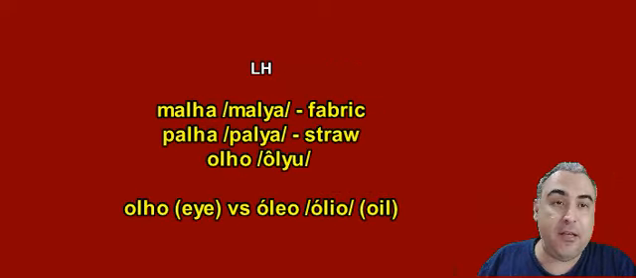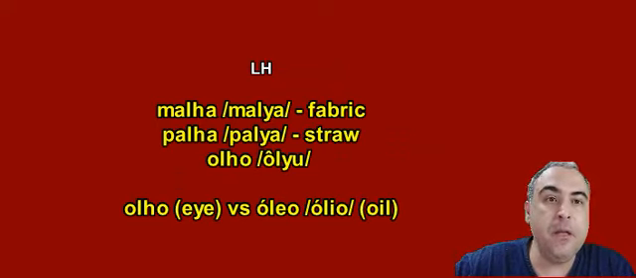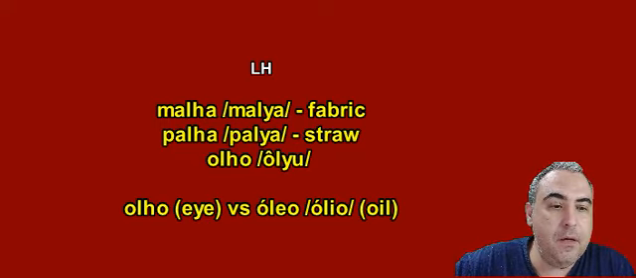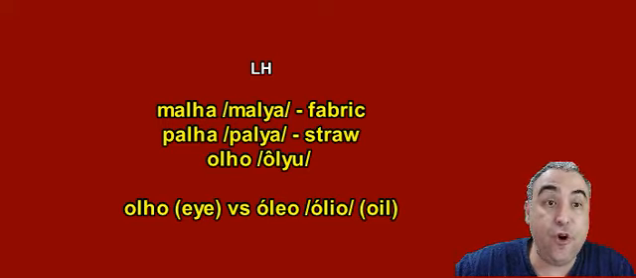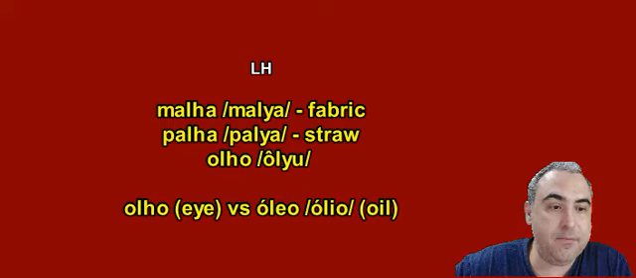The LH is another palatal sound. It has a ya, another one of those wet sounds that we call palatal. They tend to feel soft. So you have malha, which is a type of fabric. Malha can also be like a network. Palha, straw, the type of plant, vegetable. Palha, the straw.